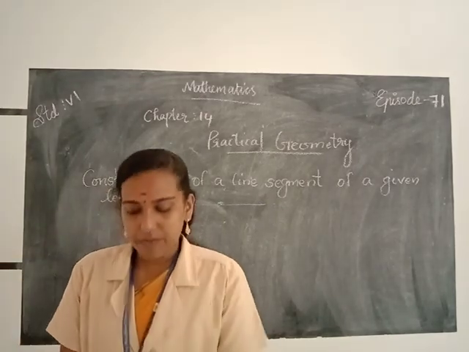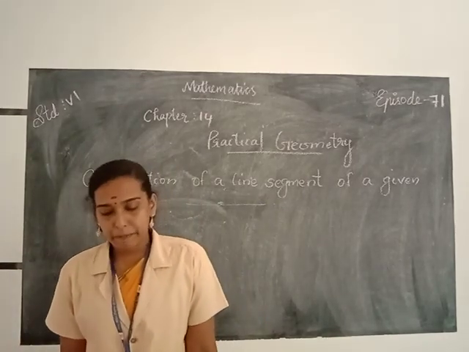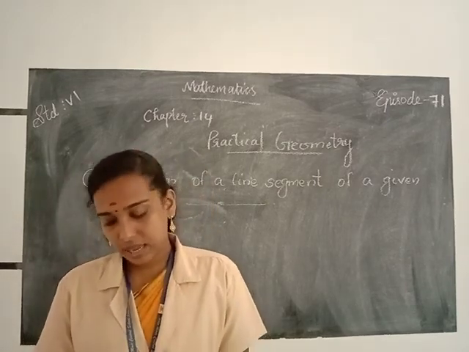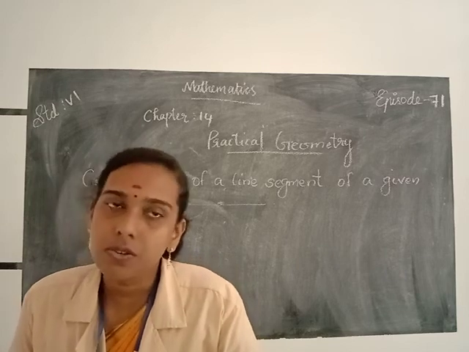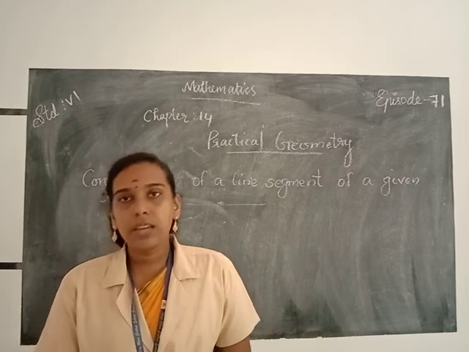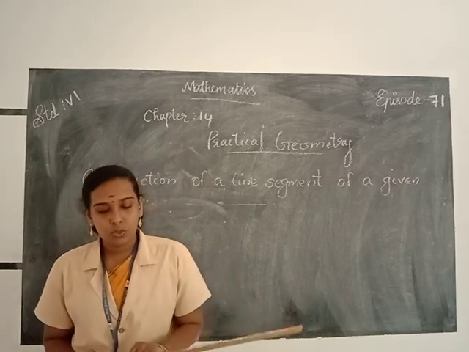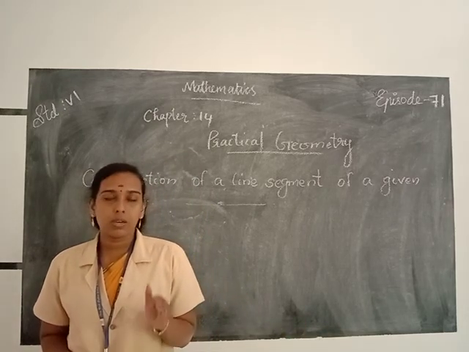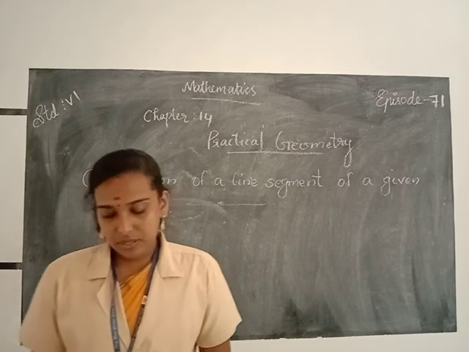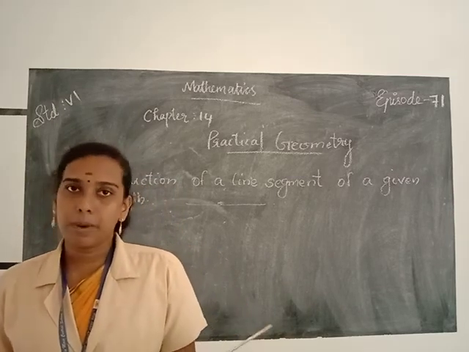Suppose we want to draw a line segment of length 4.7 centimeters. To draw it, we can use our ruler and mark the points A and B, which are 4.7 apart.